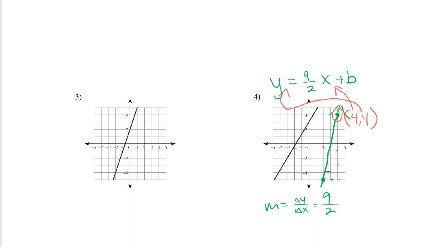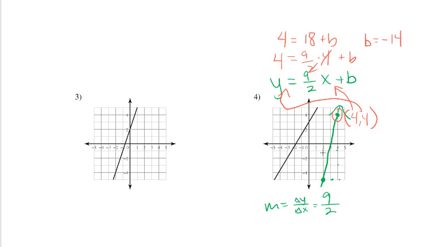So what does that work out to? That's going to be 4 equals 9/2 times 4 plus b. 4 equals 9 times 2, or 18, plus b. Subtract 18 from both sides. b equals minus 14. Does that make sense?